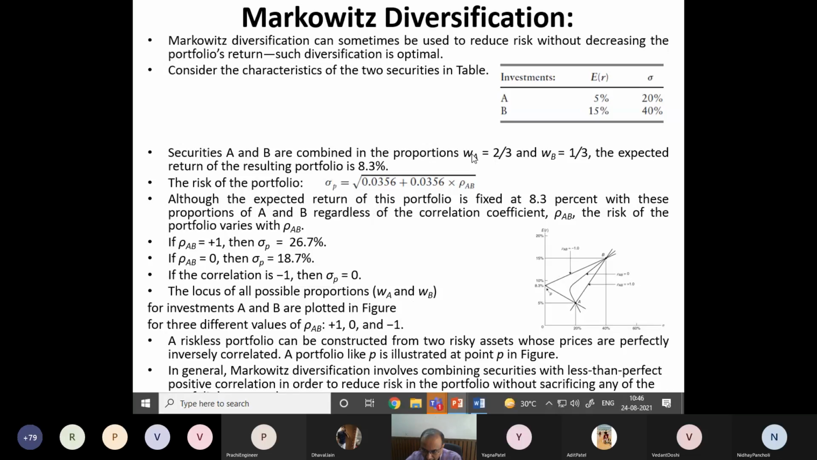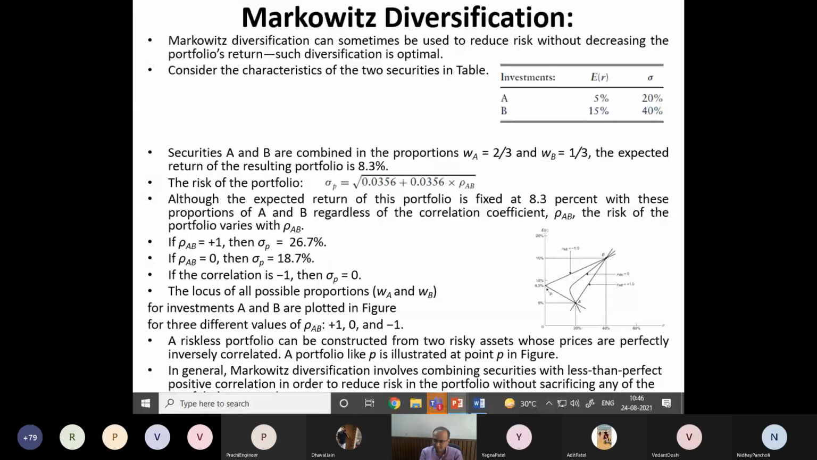Now what I do is vary this WA WB for any combination, because ultimately the condition is that the sum of WI should be 1. So let me take every possible value of WA WB, say 0.1, 0.9, 0.9, 0.1, 0.2, 0.8, 0.8, 0.2.